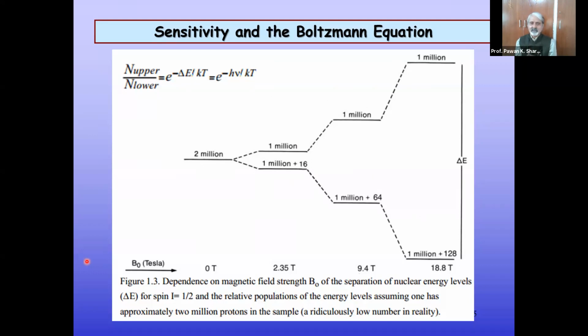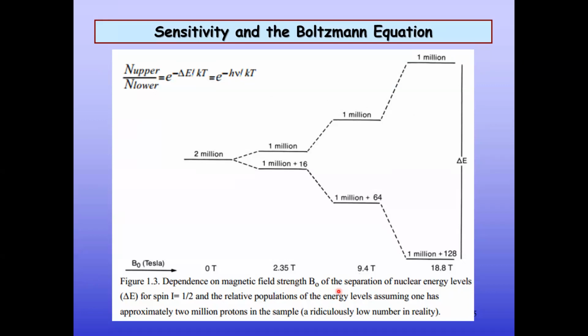That is given by the Maxwell-Boltzmann distribution, which is n upper by n lower equal to e to the power minus delta E by kT, or e to the power minus h nu by kT. So out of 2 million nuclei at 2.35 Tesla or at 100 megahertz, there are only 16 nuclei more in the lower energy state. That means out of 2 million, the NMR phenomenon is being given by only 16 nuclei. 2 million minus 16, they cancel out each other. They're simply cancelling out each other.